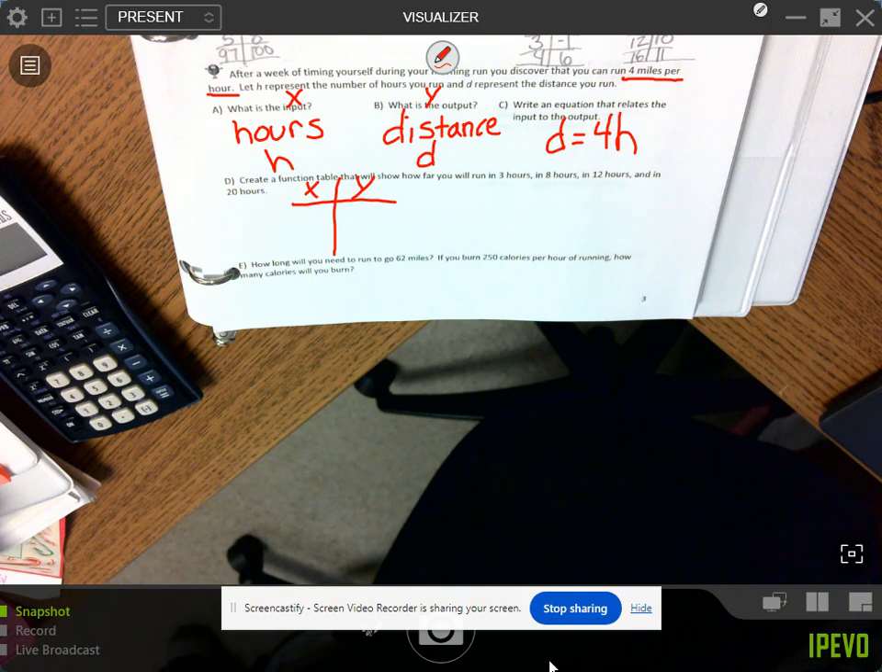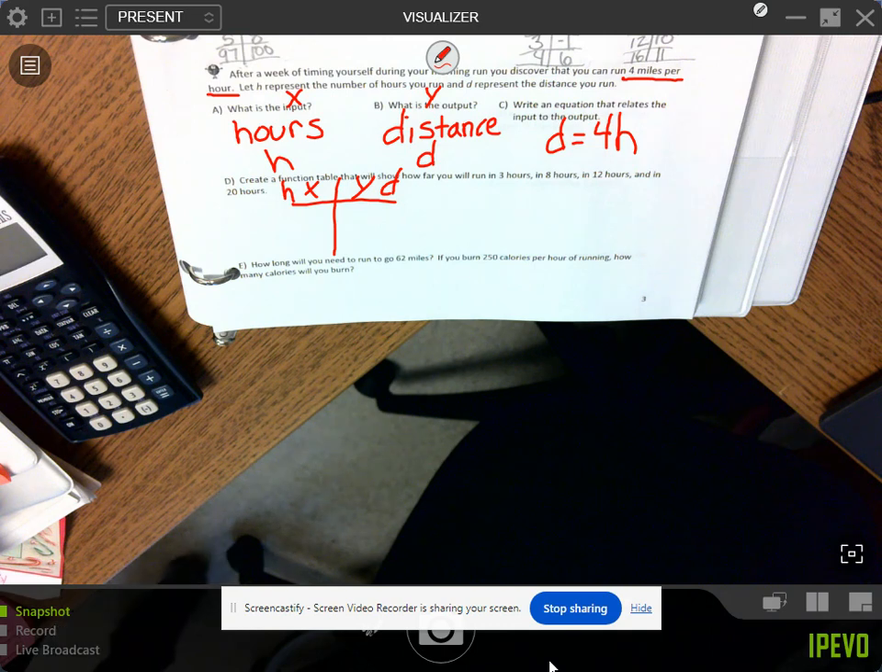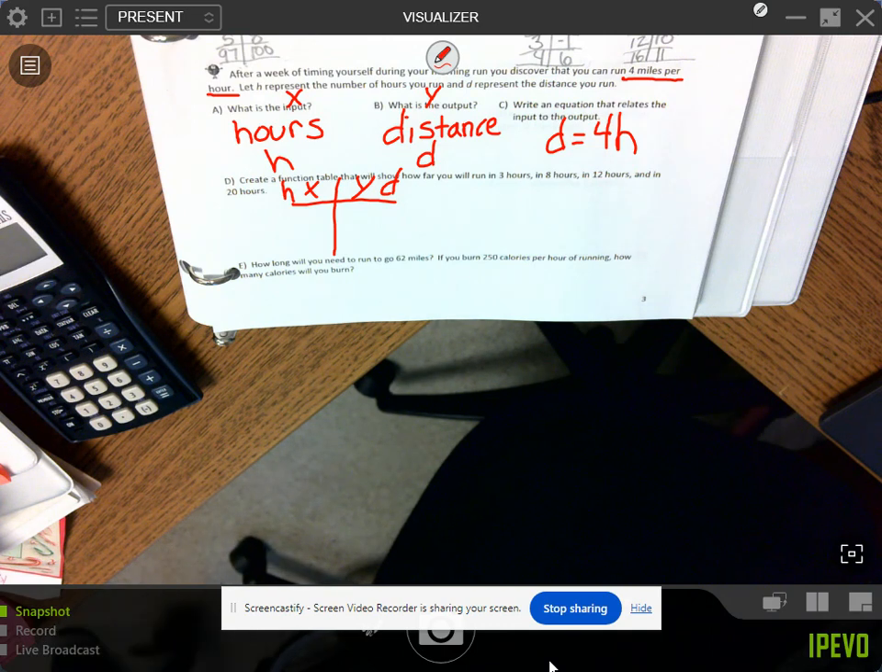So I can put X, Y, or I can put hours and distance. But whatever's representing the X goes first. The input always, always, always goes first. Output always goes second. Just like when we graph, it always goes X, Y for our ordered pairs. So we're going to get ordered pairs out of these function tables.